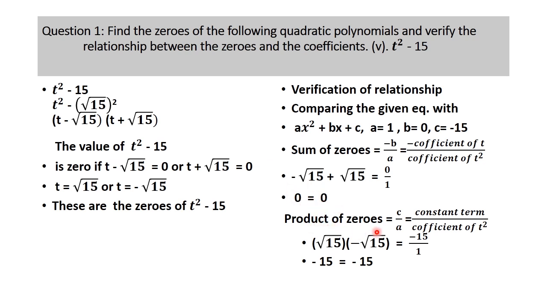Now the product of zeros, c upon a, the constant term upon the coefficient of t square. The product of these two zeros, we will multiply these two, under root 15 into minus under root 15, plus into minus is minus, and this is 15, so minus 15, and c is minus 15 upon a is 1. So this is minus 15 upon 1. The left hand side is equal to the right hand side. So this is the verification of this question, fifth part.